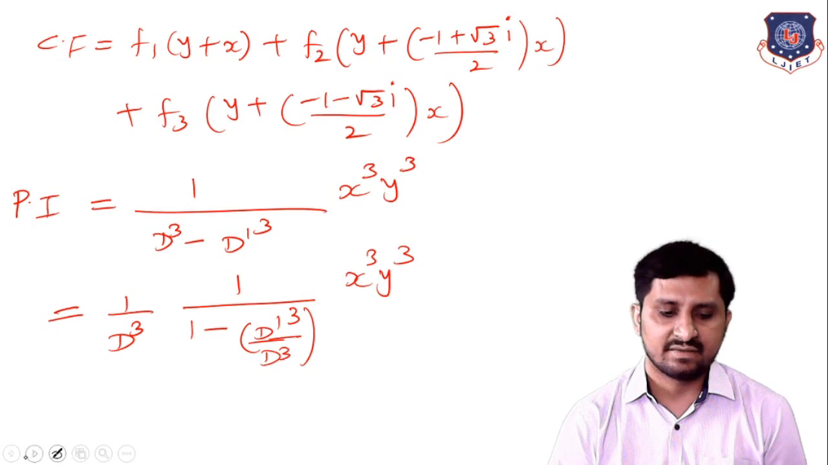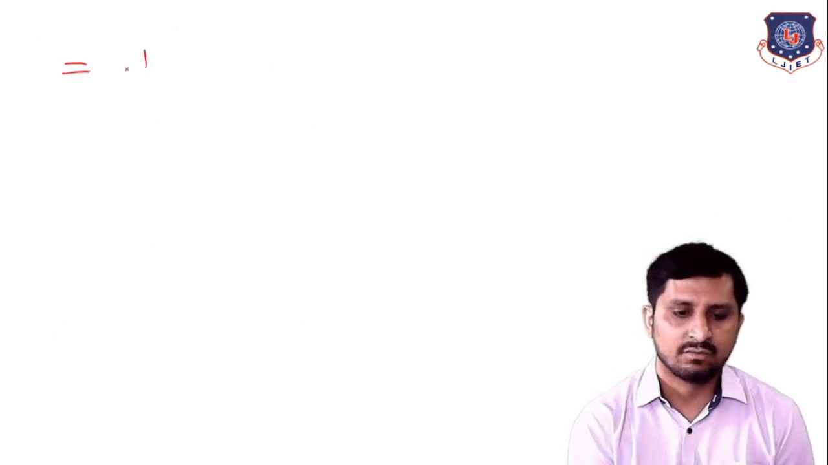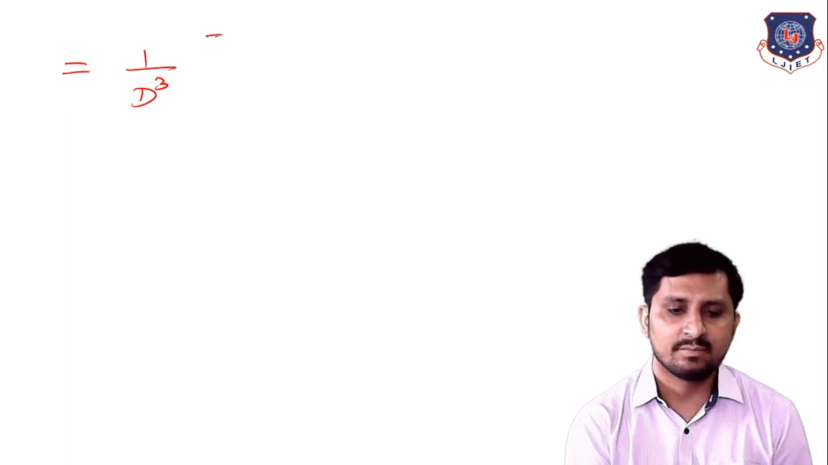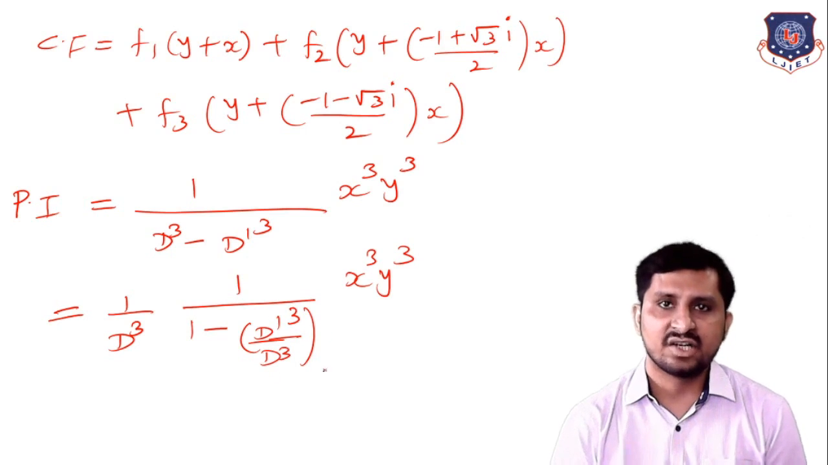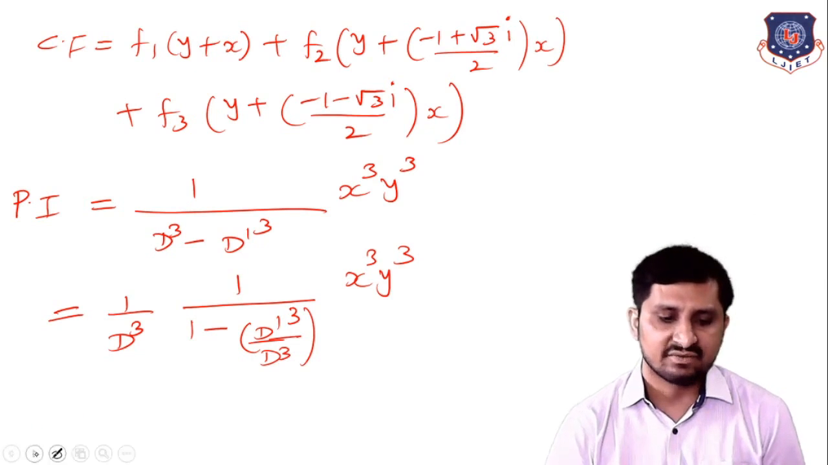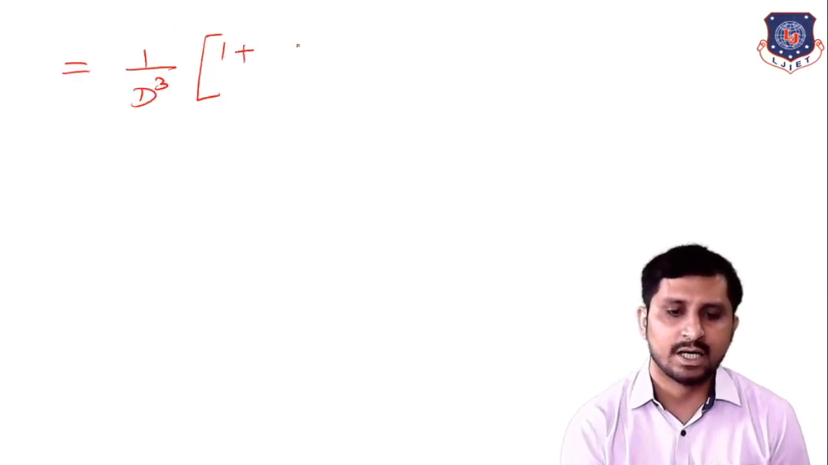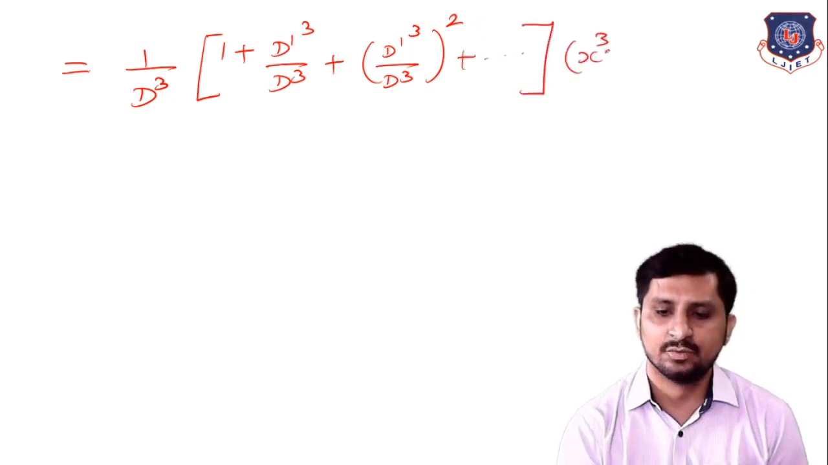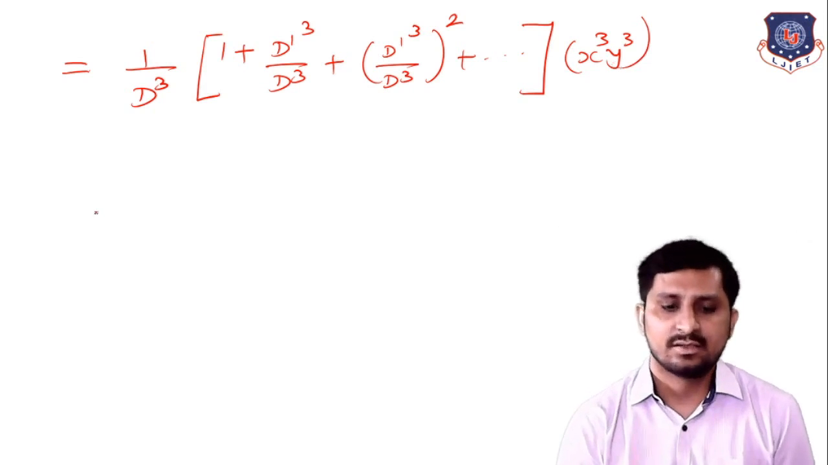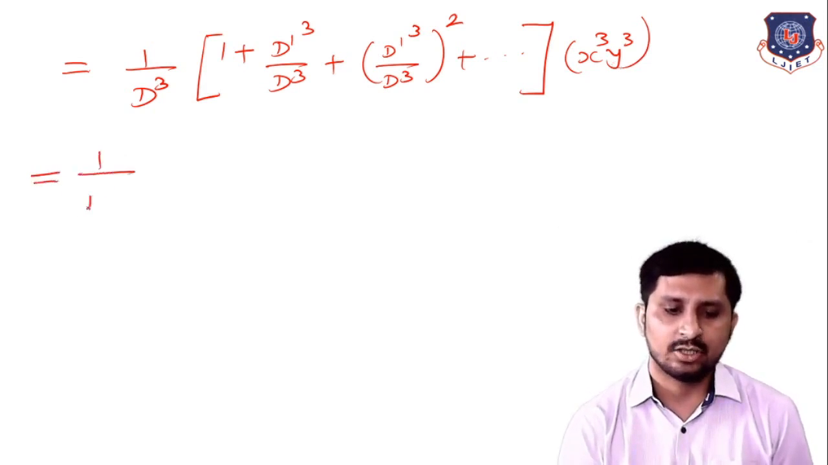Okay, try to understand very carefully. Now this is equal to, I can write, 1 upon D cube. Okay, now simplify this term. This is nothing but 1 upon 1 minus some function of D and D dash. Okay, so I can apply the 1 upon 1 minus x formula. So this is equal to 1 plus D dash cube upon D cube plus (D dash cube upon D cube) square and so on, operating on the function x cube y cube. Okay, so now one by one I have to operate all these operators.